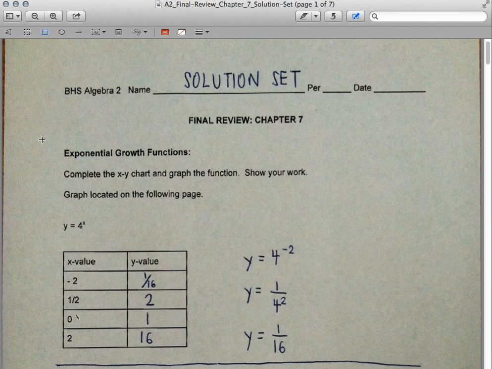Let's take a look at the final review solution set for Chapter 7, which deals with exponential growth functions, the basics of logarithmic functions, and logarithmic function properties. We can see here the first example is looking at an exponential growth function.